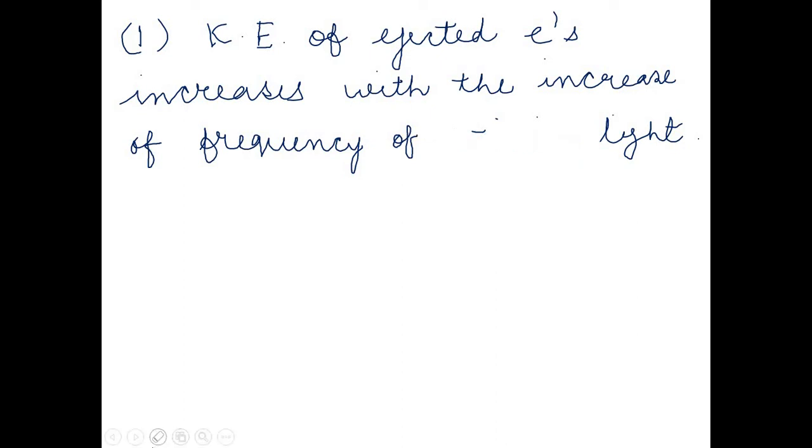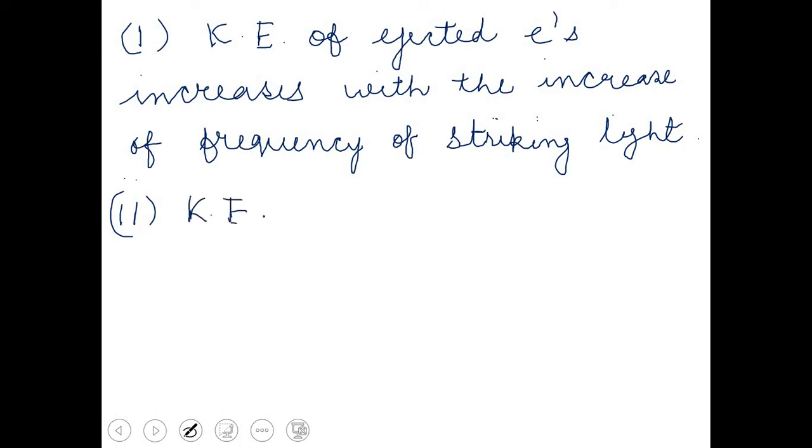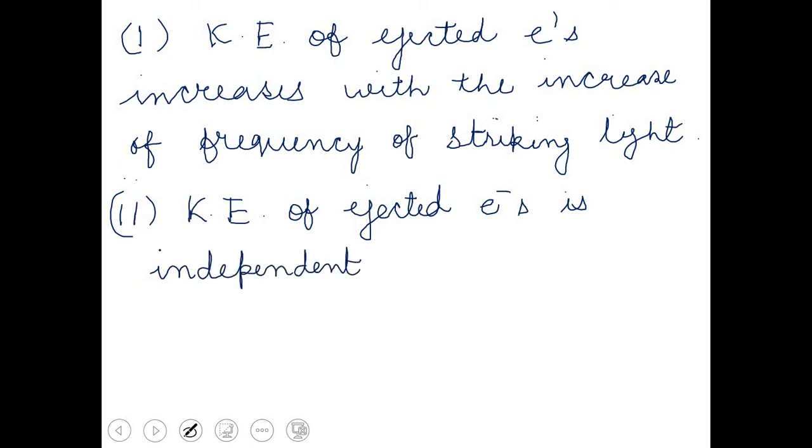Then the second point was that the kinetic energy of ejected electrons is independent of the intensity or brightness of light used. Let me write this point. Kinetic energy of ejected electrons, and ejected electrons means I'm talking about photoelectrons, is independent of intensity or brightness of light used.